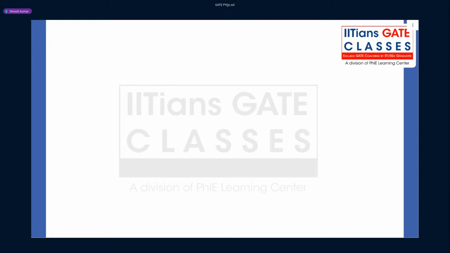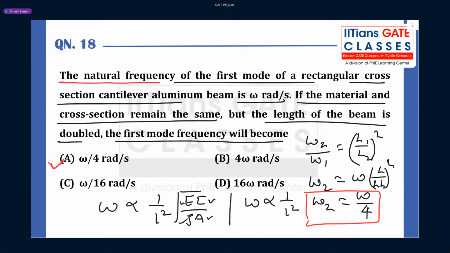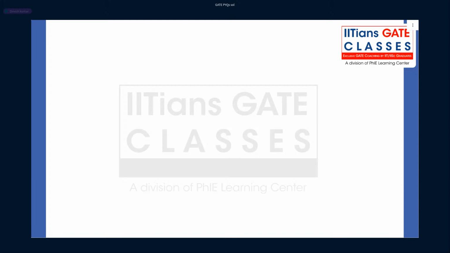Question number 18. Let's see why B is the answer. Why B is the answer, Swastik? They asked what is the frequency when length is double. So it's omega 2, right? So it is omega by 4. Answer is omega by 4.